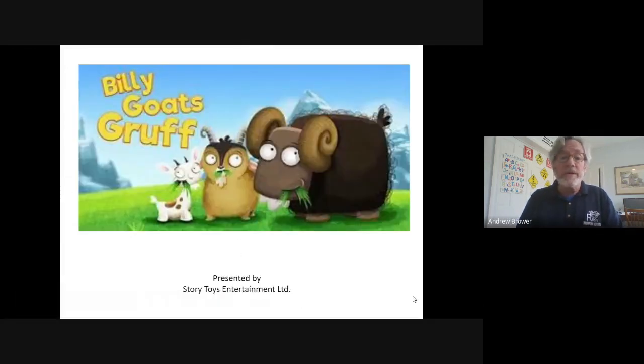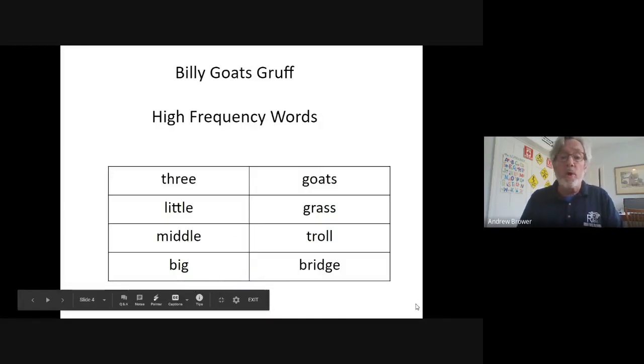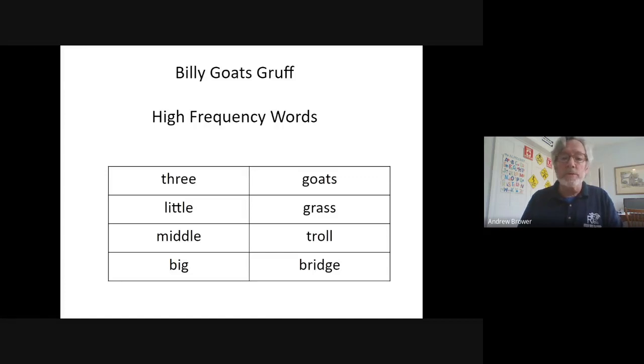The story we're going to read today is The Three Billy Goats Gruff. Some of you may know that story. Like I said yesterday, it's one of my favorite stories. Here are some important words that we're going to see in that story. And then at the end, we're going to write some sentences with a few of these words.